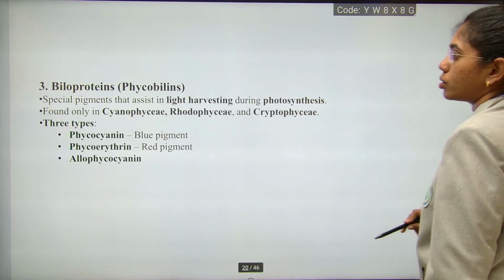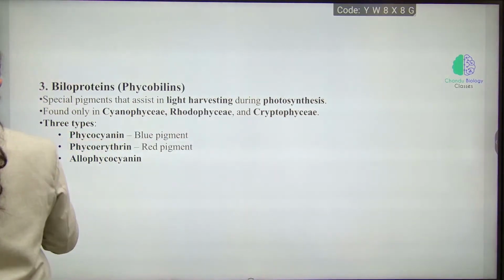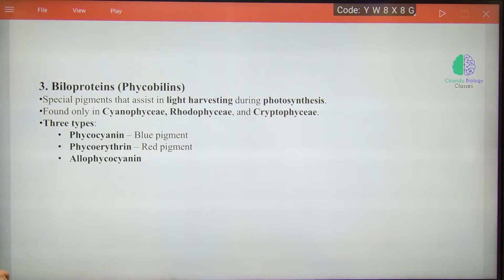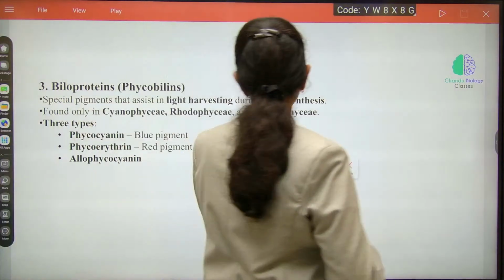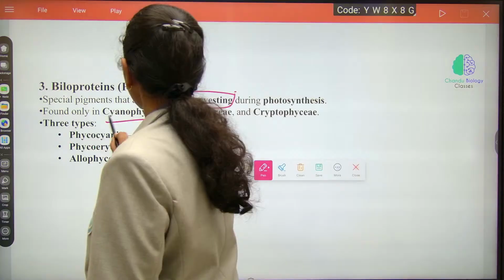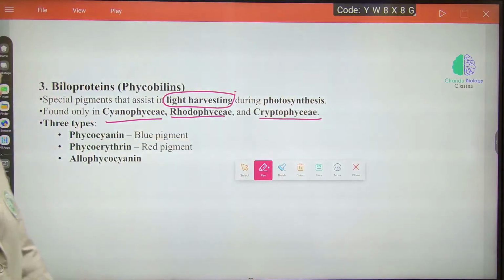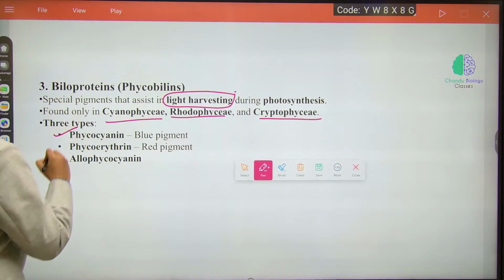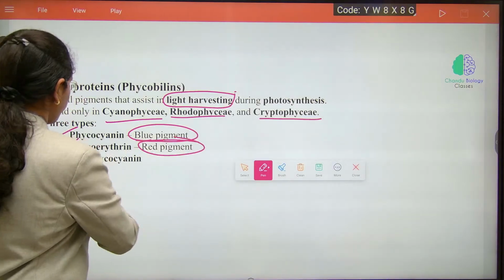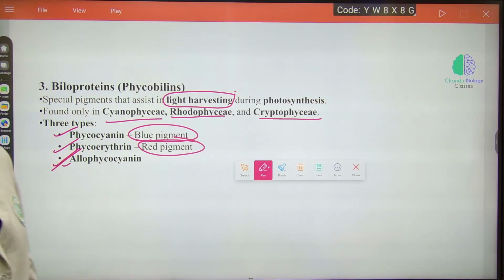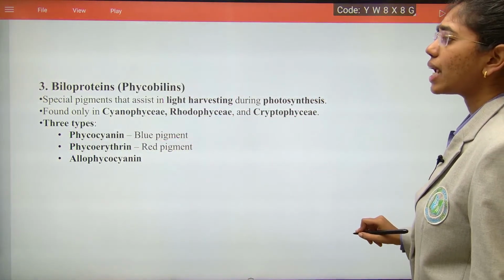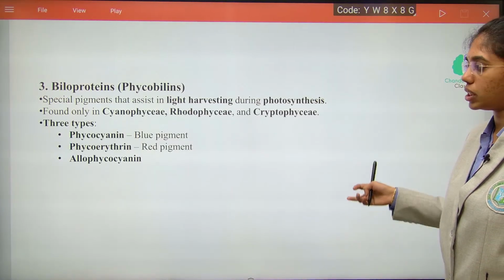Next, bilin proteins or phycobilins. These are special pigments which assist light harvesting during photosynthesis. They are found only in Cyanophyceae, Rhodophyceae and Cryptophyceae. Okay, so there are 3 types we have. One is phycocyanin, which is a blue pigment. Phycoerythrin is the red pigment. And third will be allophycocyanin. These are the 3 types of bilin pigments or phycobilins.